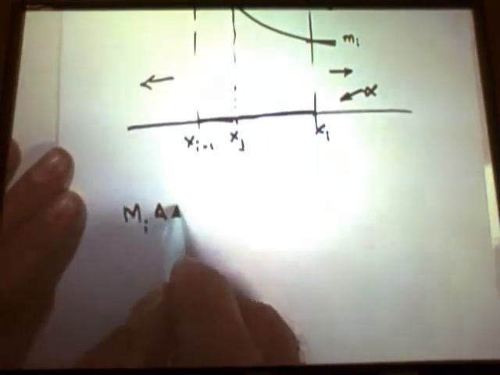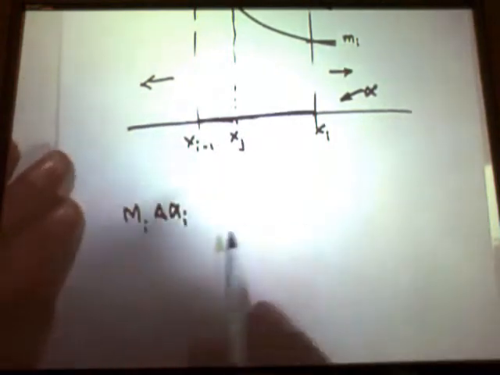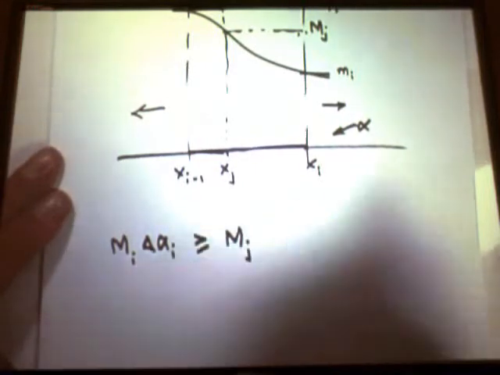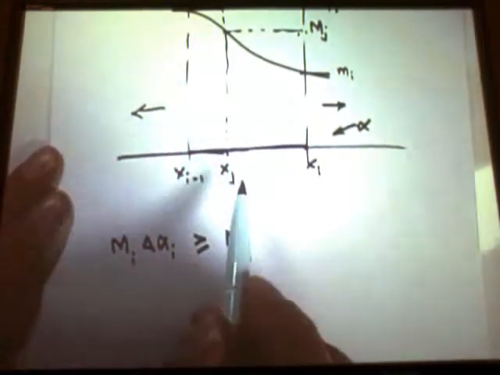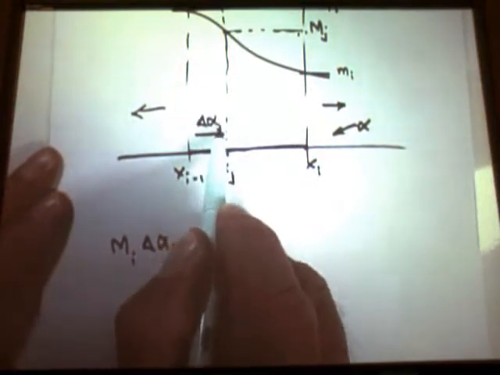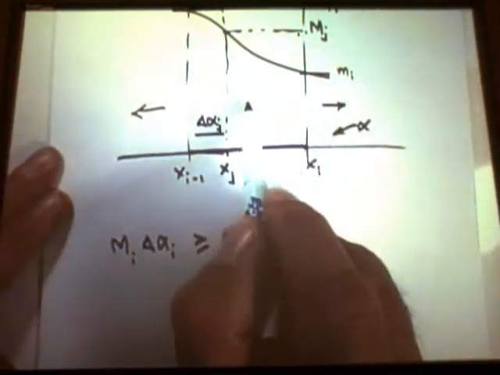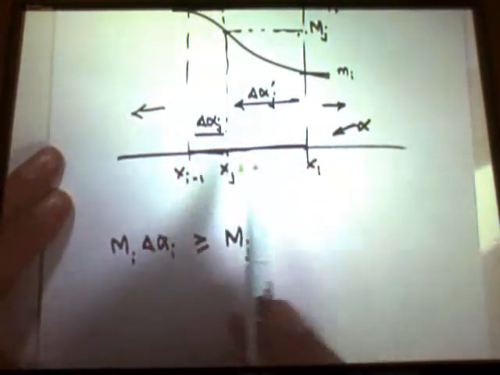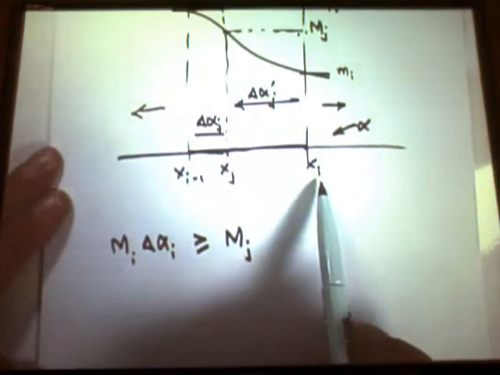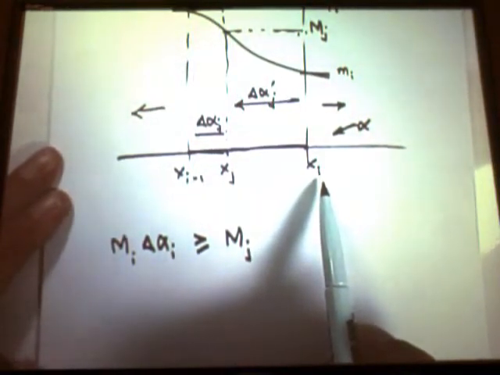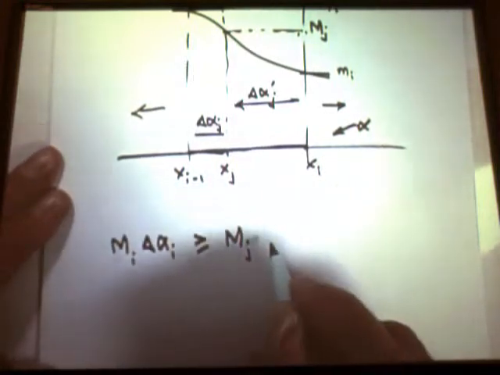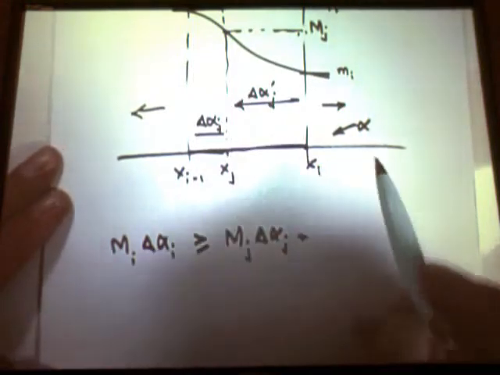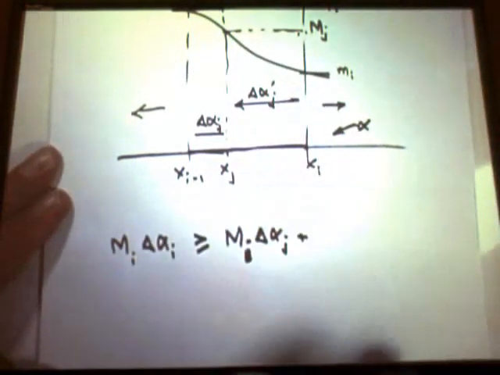M_i delta alpha_i is greater than or equal to m_j. This is going to be delta alpha_j when we weight it, right? And what shall this one be? Delta alpha_j prime. We can't call it delta alpha_i anymore, right? So m_j times delta alpha_j plus, oh sorry, that was M_i. Yeah. Sure.